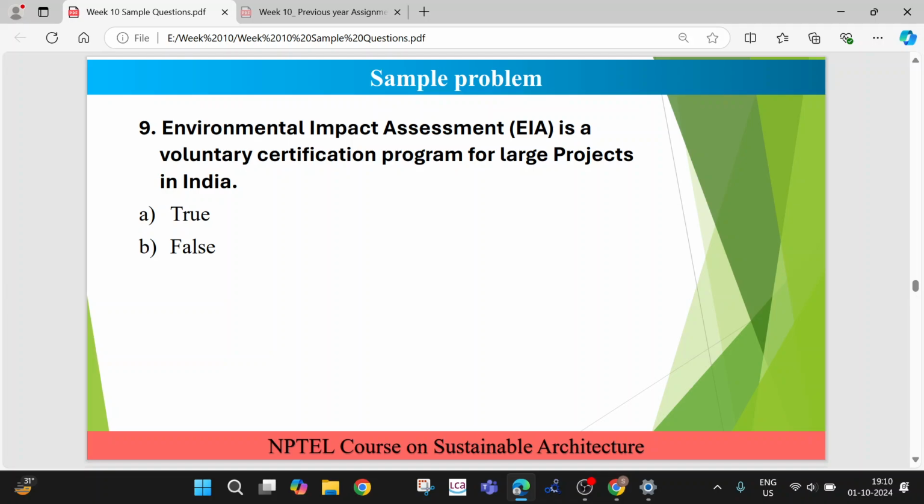EIA, Environmental Impact Assessment. Whether this was the mandatory program or the voluntary certification program for the large projects in India. This was well discussed, and if somebody has a different opinion, then I will discuss it in detail and refer to the slide. First, let me wait for others to answer, and then I will see whether it is clear. All of you have given the right answer. Then I will move to the next question.